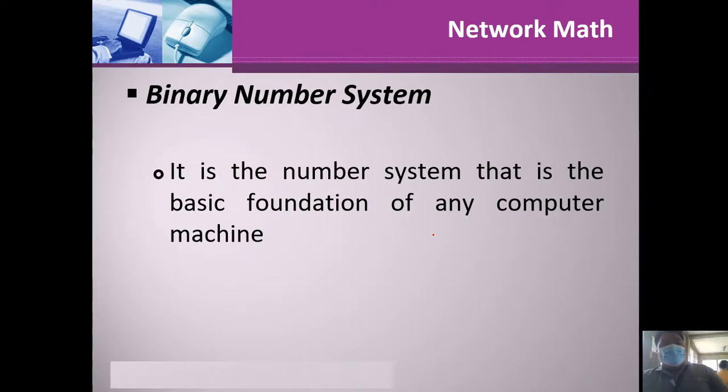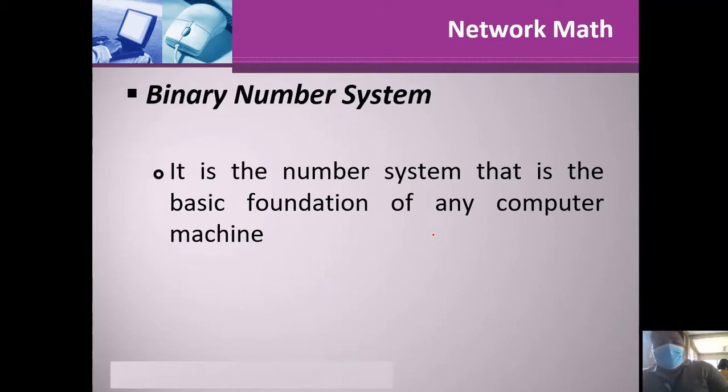Those decimal numbers can be used in our network map, because our network map uses the binary number system, the 101010, also known as machine language. This is the number system that is the basic foundation of any computer machine, because all of the technology started from ones and zeros. 1 means on or high, 0 means off, because this is all about electronic machines.